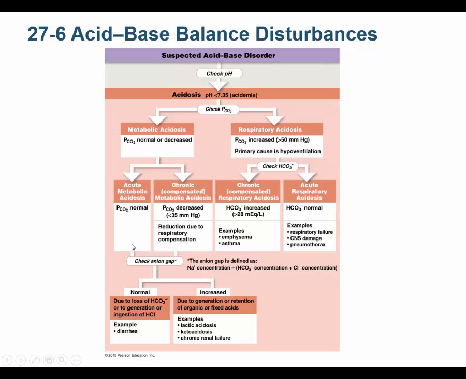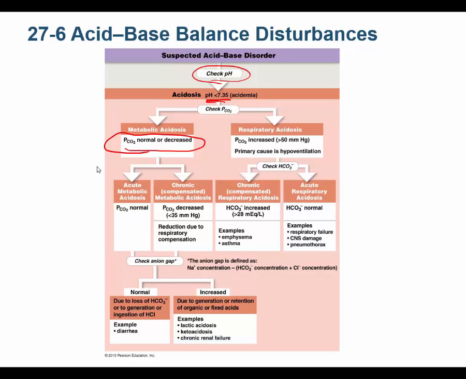So this is like a flow chart of how to think when you're helping the doctor diagnose these conditions. First of all, you always look at the pH. All right. If the pH is less than 7.35, that's definitely acidosis. All right. But then you have to ask yourself, is my PCO2 normal or decreased? Because if my PCO2 is normal or decreased, then I'm metabolic acidosis.